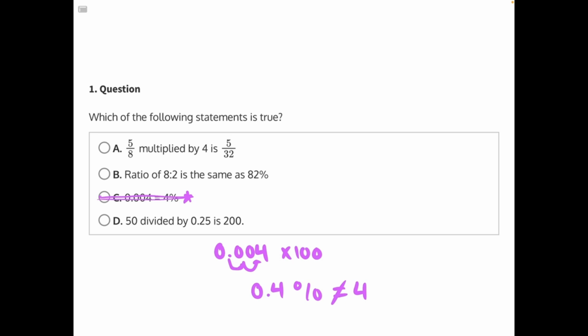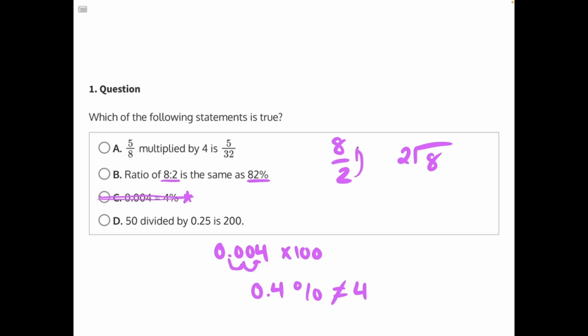The ratio of 8 to 2 is the same as 82%. Here you might be able to tell that this is a bit of a red herring answer choice, where they are trying to bait you into the wrong answer choice. Because if you look at 8 to 2, you may want to think that if you get rid of that colon, you'll be left with 82%, but that's not how proportional ratios work. Ratios are like fractions, and fractions are like division problems.